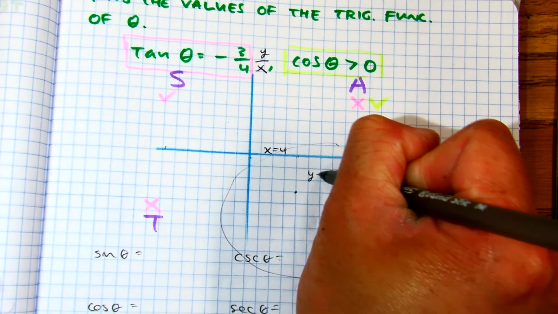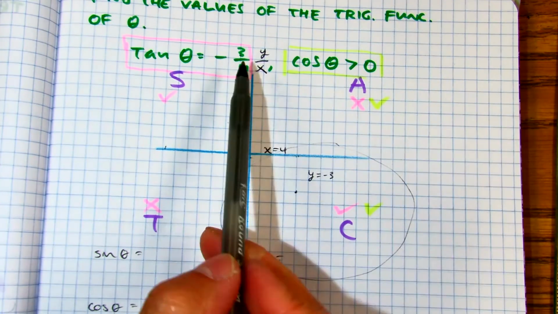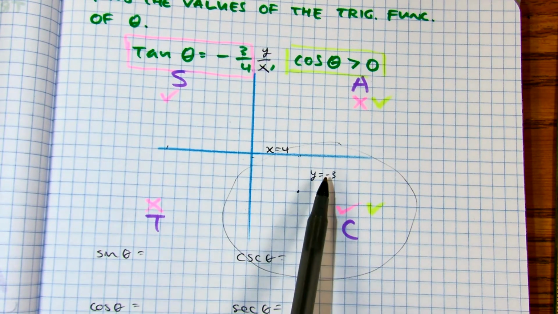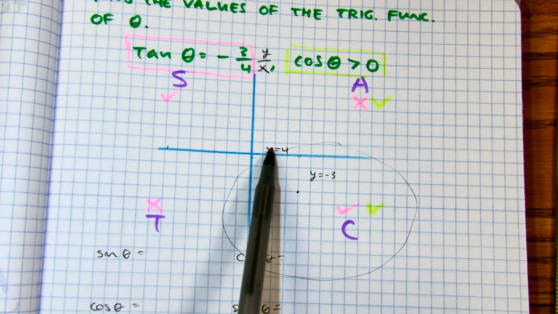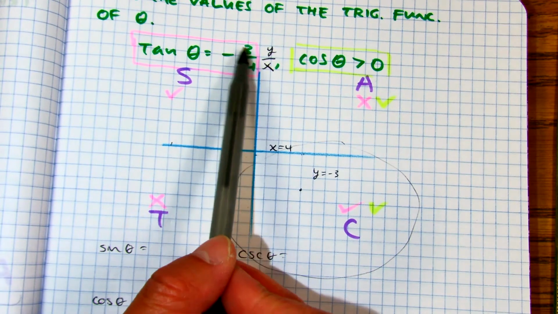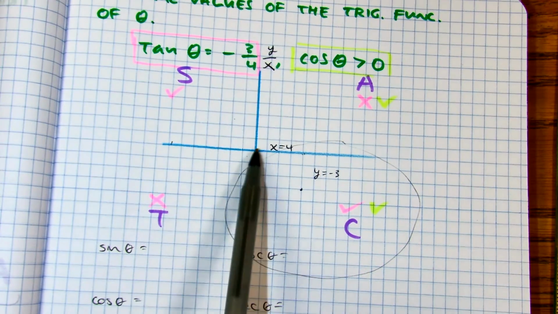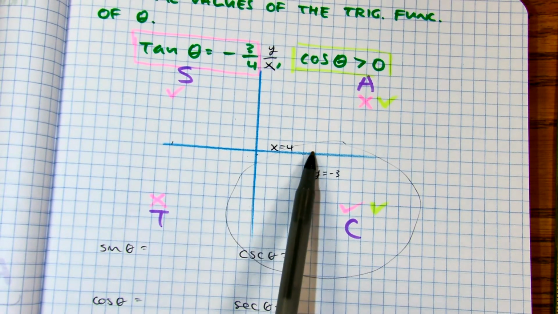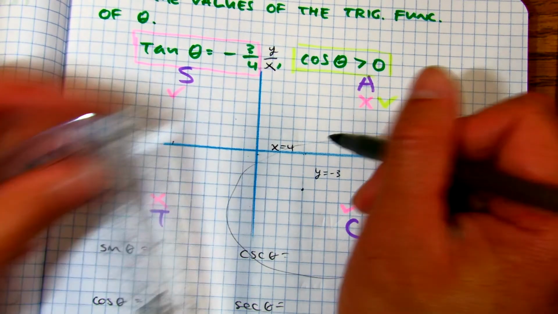Again, how did I know that? Well, tangent has to be negative. So that means the y over the x has to be a negative expression. And that negative has to go somewhere. I don't want to go away from quadrant 4. I want to go towards quadrant 4. So if I make x 4 and y equal to negative 3, then I can draw my triangle.